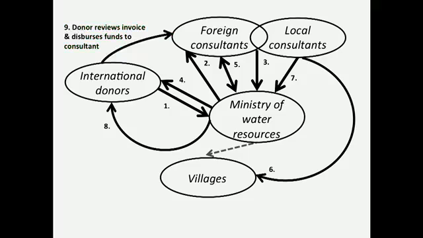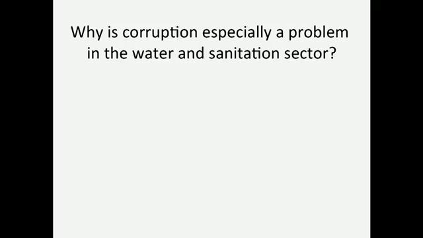When we look at all 9 steps and think about the opportunities for corruption, we can see that there are possibilities everywhere. Officials at the ministry can solicit bribes from the consultants. The consultants can bribe officials in the ministry to increase their profits. And donor representatives can solicit favors from foreign contractors. This picture of the flow of donor funds is not unique to the water and sanitation sector. So we need to ask if corruption in the water and sanitation sector is any different than in other sectors.